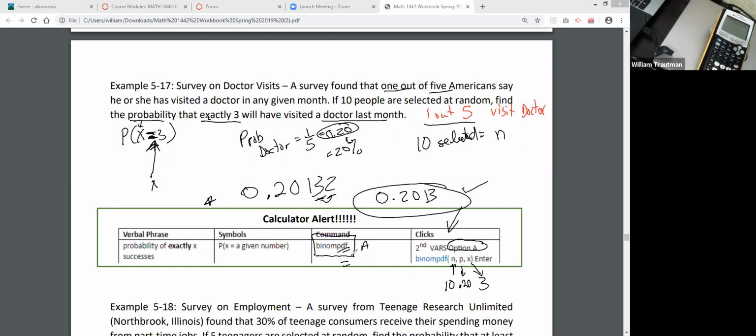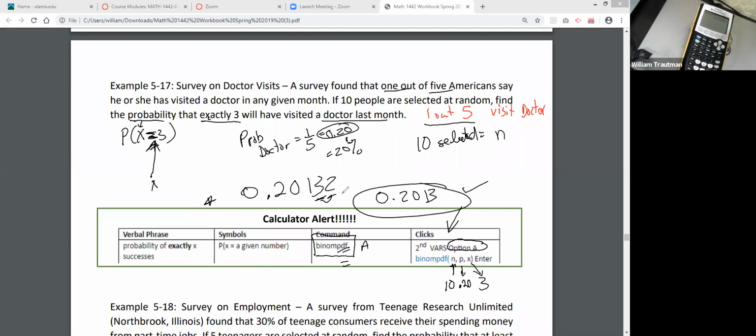I got a rock holding that up. All right, let's try the next one.